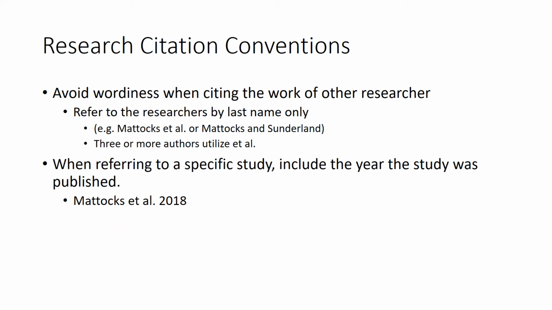A part of avoiding wordiness that you may not consider is when you are citing the work of other researchers. When citing in text, you should refer to the researchers by their last name, for example, Maddox and Sunderland. You do not want to include their first names when citing. If you have 3 or more authors, this is where you will use the first author's last name, followed by et al. If you are referring to a specific study published by a researcher, it is preferred to include the year the study was published in. For example, Maddox and colleagues 2018.